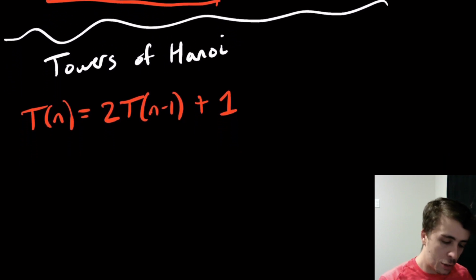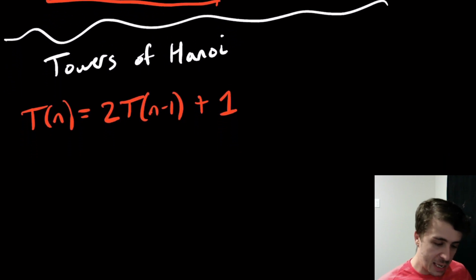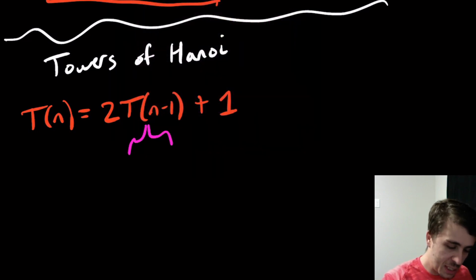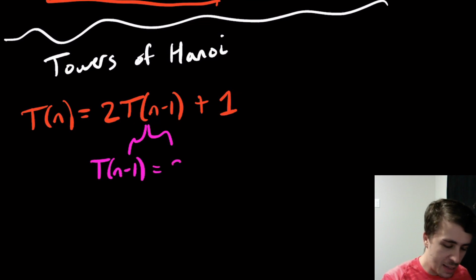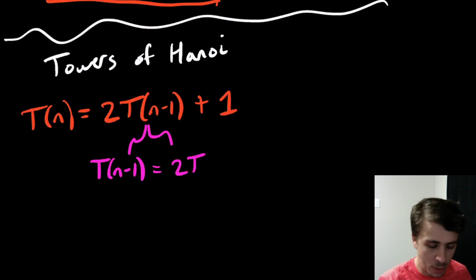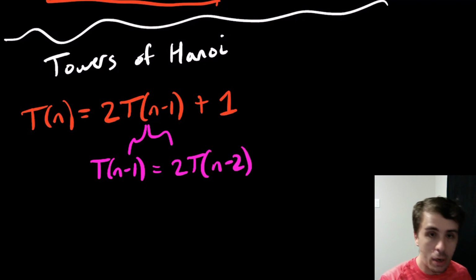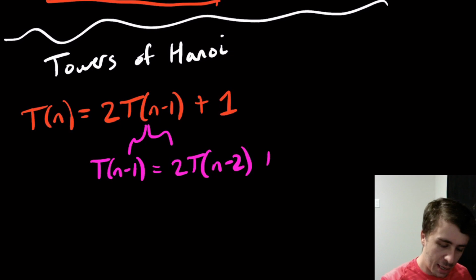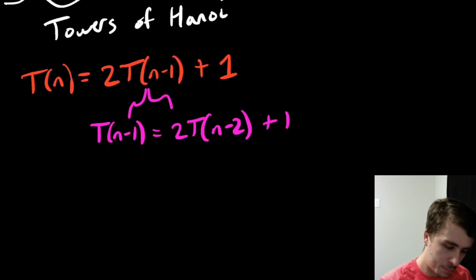Okay, so then what can we say here? Let's expand the recurrence, just like we did before. So what is t of n minus 1? Well, we're just substituting in the expression. Wherever we see n, we're just going to put n minus 1. So here we're going to get an n minus 2, because n minus 1 minus 1 is minus 2. Again, we're going to get a plus 1 there.